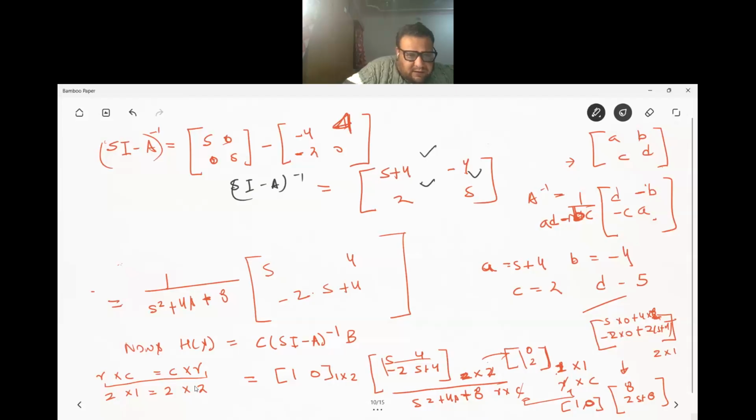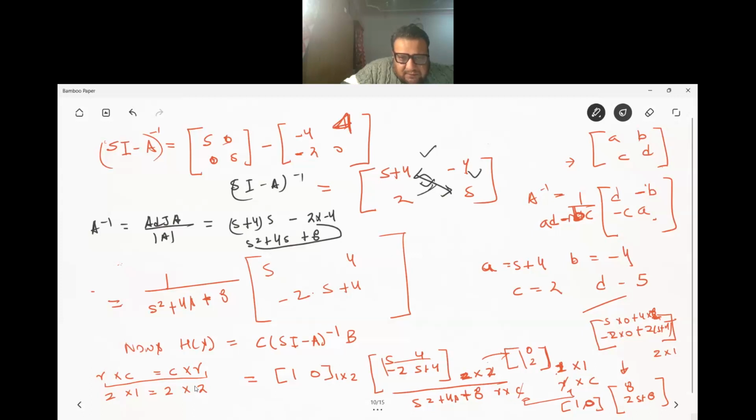Now the inverse of this you have to get. Inverse of A is basically given by the adjoint of A divided by the determinant of A. But here it is very simple. You just calculate the determinant. Cross multiply this and subtract, so it will come as (S plus 4) into S, minus 2 into minus 4. So solve this: S square plus 4S and this would be plus 8, right? So this is the determinant you got.